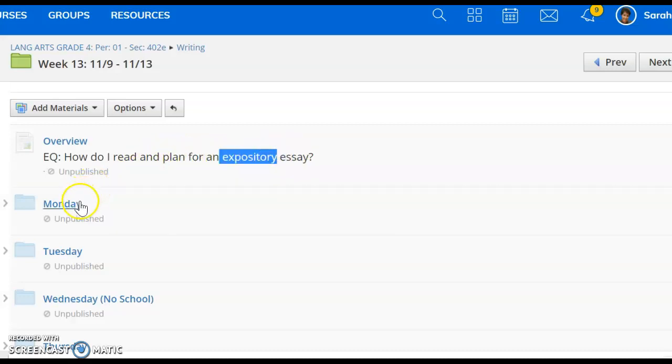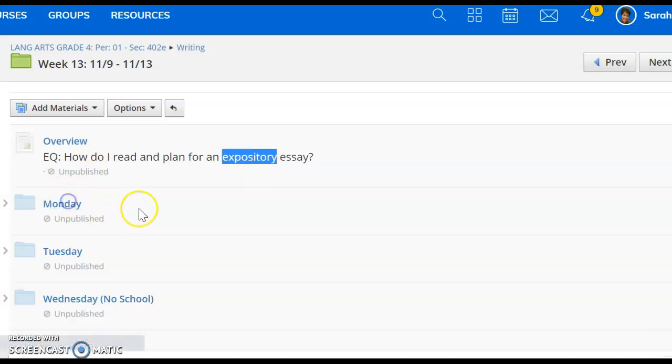After our writing benchmark on Monday, we are going to shift gears. We've been focusing so much of our writing on opinion essays, and now we're going to switch to expository. I know your teacher, either myself or Mrs. Connor, we've had these conversations at the beginning of the year that fourth graders will write two types of essays, opinion and expository. So now we're switching to that writing where we're going to explain or teach or inform our reader about a topic.